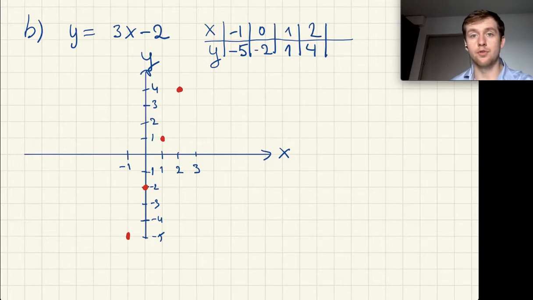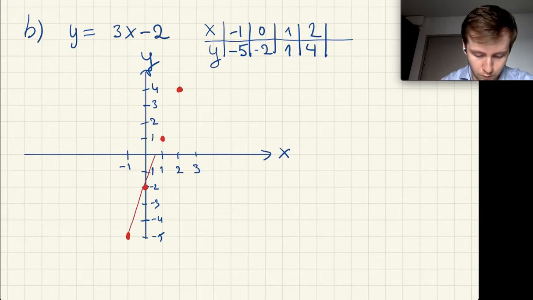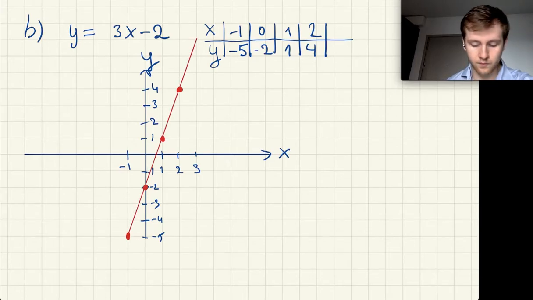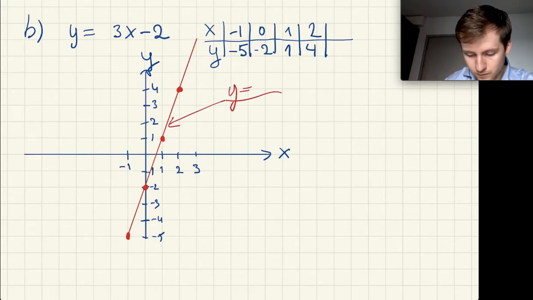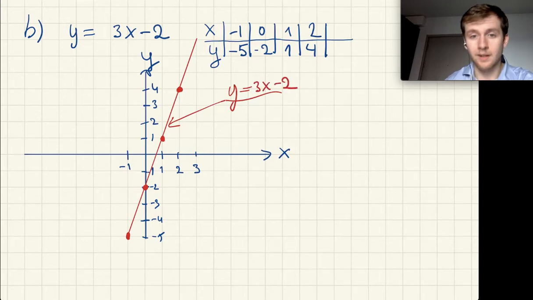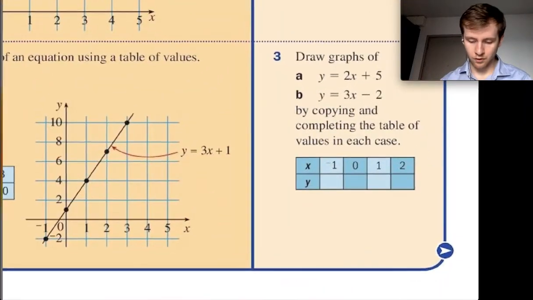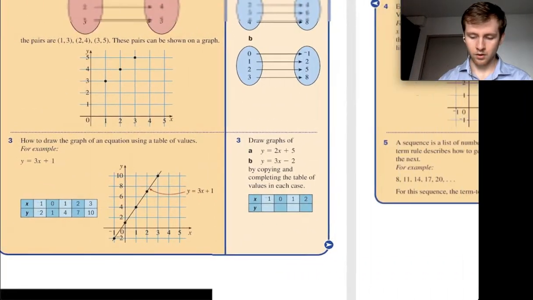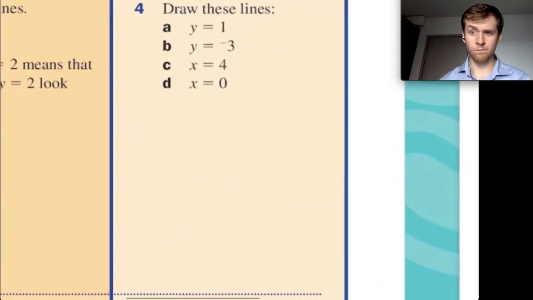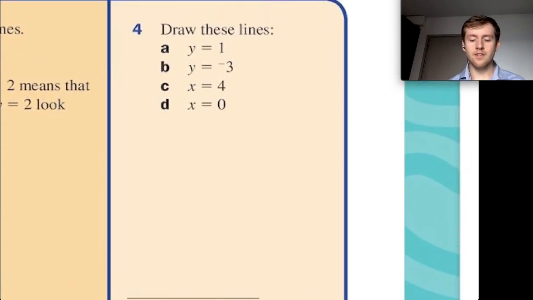And again, you should take your ruler and draw a line which passes through all 4 of these points. We can label this line as y equals 3x minus 2. Okay, that's drawing equations. What else do we have here? Draw these lines. Okay, so let's figure this out.